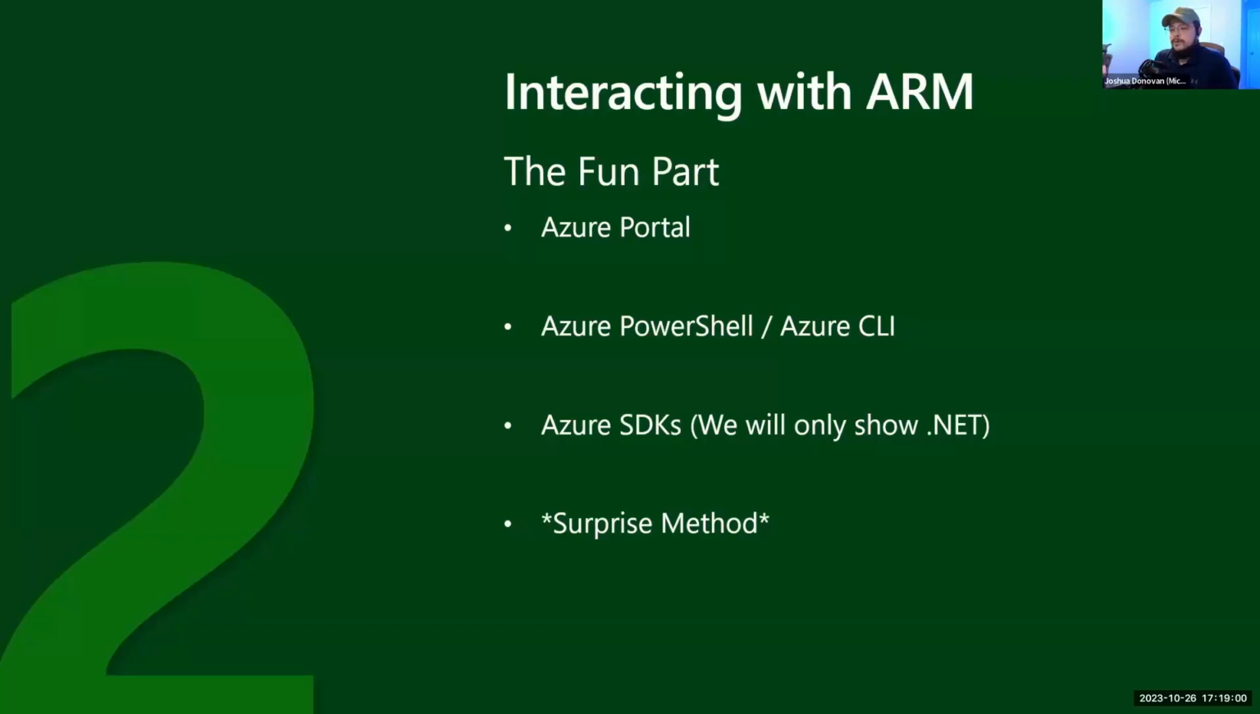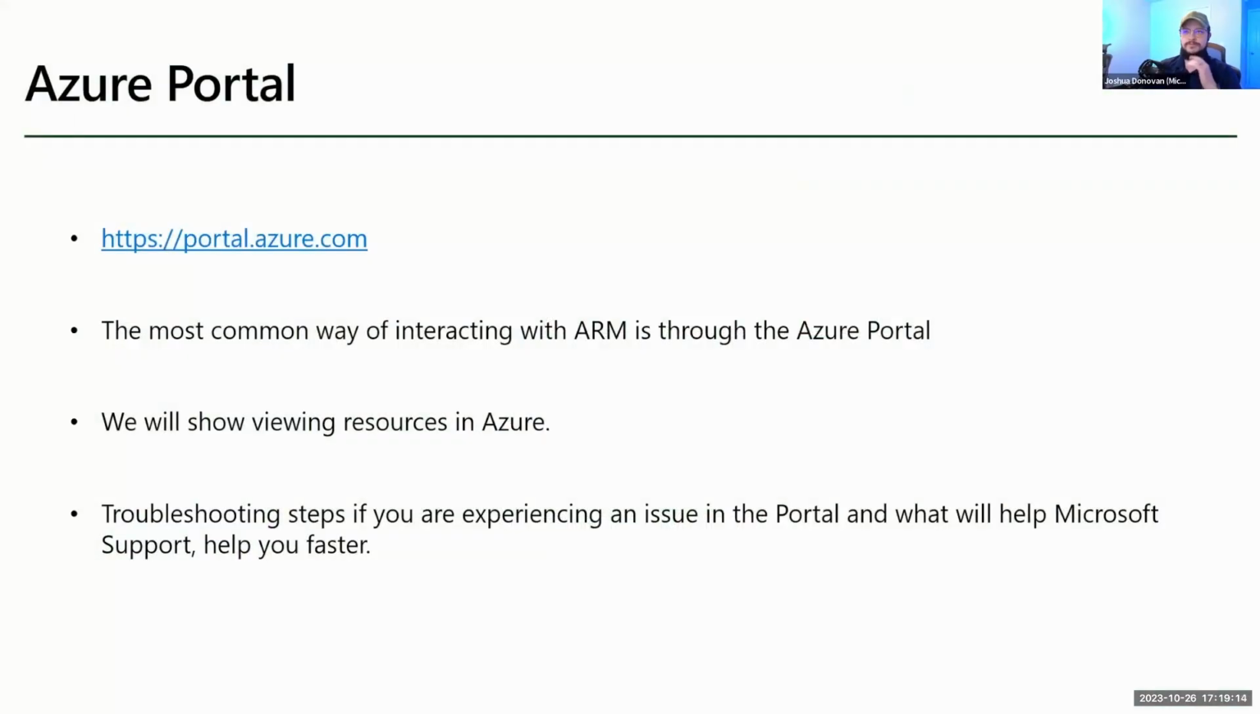Okay, so now I kind of just threw a ton of information out, but we get to have a little bit of fun here. We can start with how we interact with ARM. The first one that we are going to do is the most popular, which is the Azure Portal. The Azure Portal is interacting with the ARM layer through the APIs, which we're going to show in just a second. The Azure Portal is, of course, the most common way people typically interact with ARM.